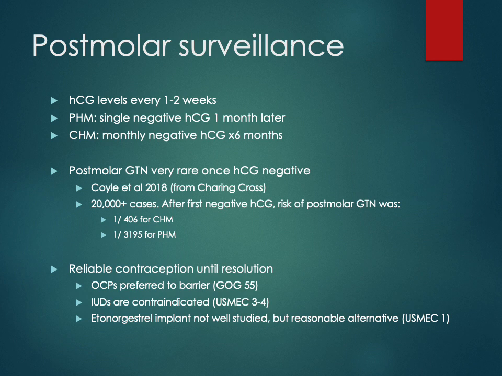So postmolar GTN is extremely rare once you have a negative HCG. The risk is about 1 in 406 for a complete mole, and about 1 in 3,100 for a partial mole. So very uncommon to have postmolar GTN after even just one negative HCG. I think that's helpful for counseling and maybe even for a CREOG question. It's important that the patient has reliable contraception until resolution. OCPs are preferred. IUDs are contraindicated with the mole, and the etonogestrel or Nexplanon implants have not been as well studied.